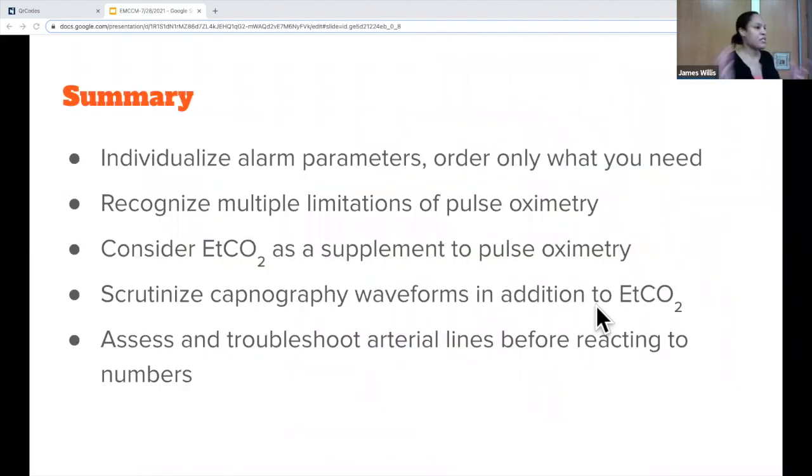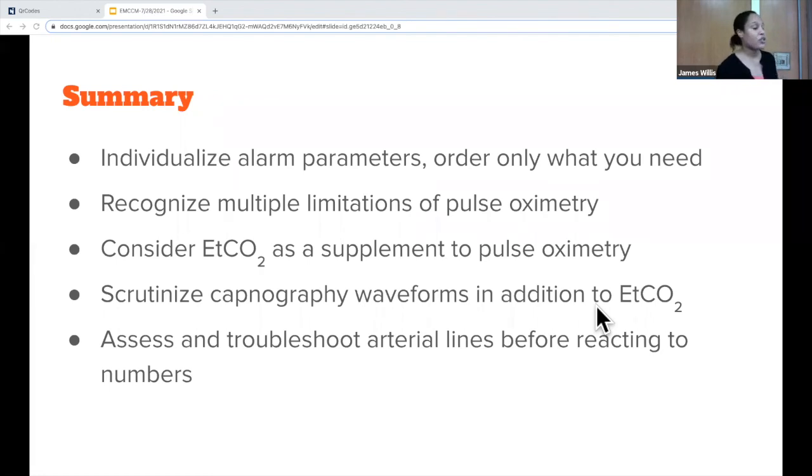So we talked about a bunch of different types of monitoring of our critically ill patients. The things I really want you to take away from this, beyond the details, is, one, individualize your patient alarms. Think about why you're ordering monitoring. Have a reason for it. Order only what you need and respond to the alarms that occur. Second, think about the limitations of your pulse ox. We use it on just about everyone, but it doesn't mean it's accurate on everyone. If it doesn't look like what the patient in front of you looks like, think about the limitations and maybe move on to something else like end tidal or doing a blood gas.